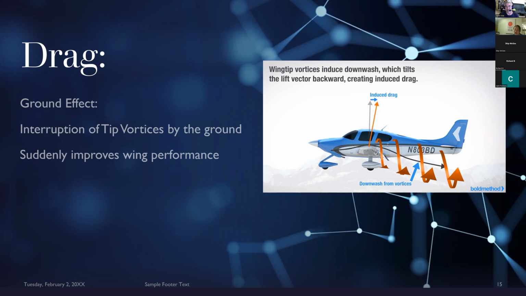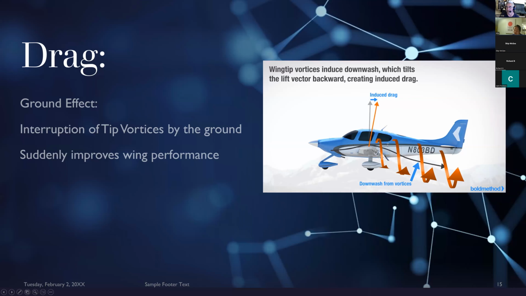So if you ever see an airliner with a wingtip device, where the tip of the wing is tilted up like this, right? That's to interrupt the wingtip vortex. So best glide is lowest induced drag, lowest form, and other types of drag. Where those two meet, that's best glide.